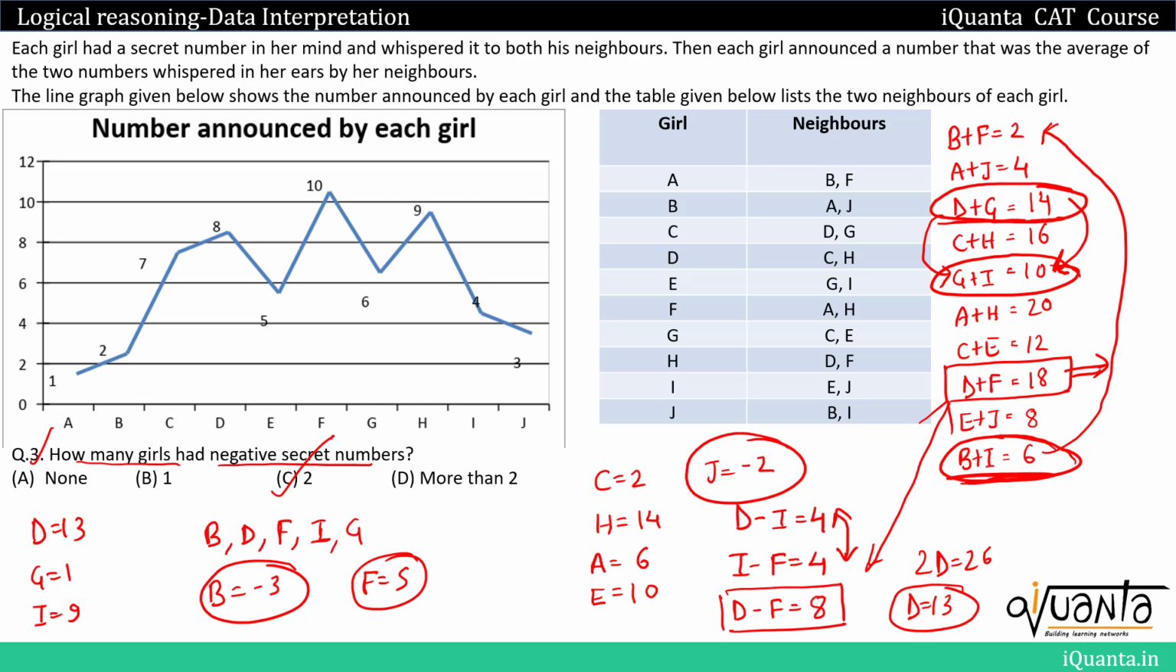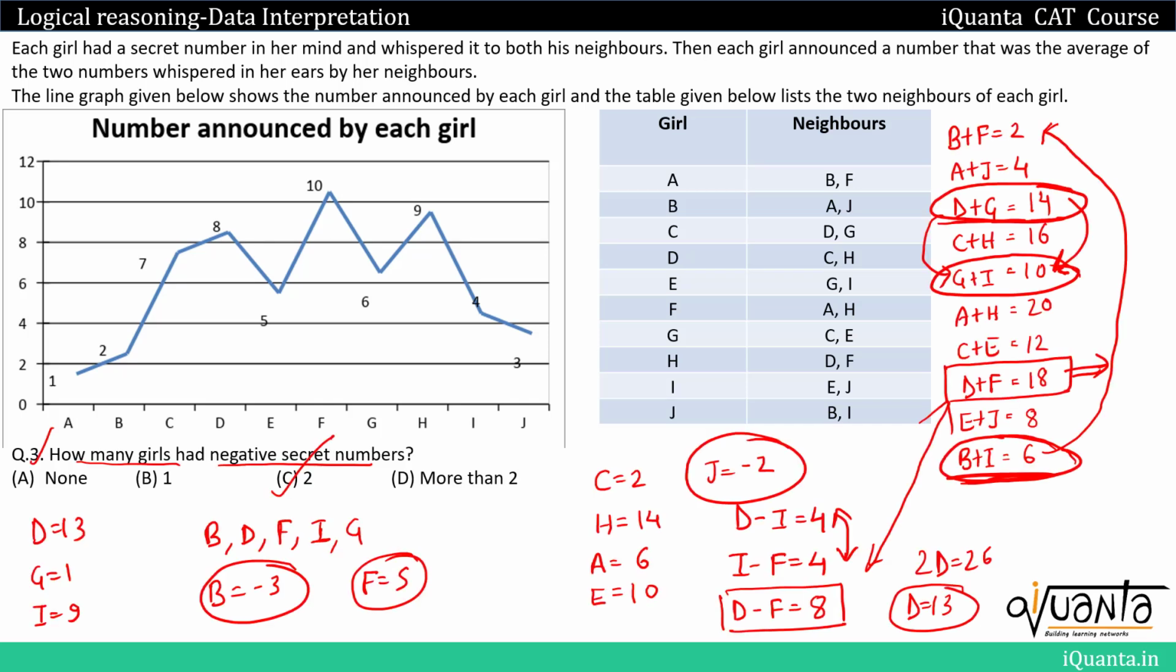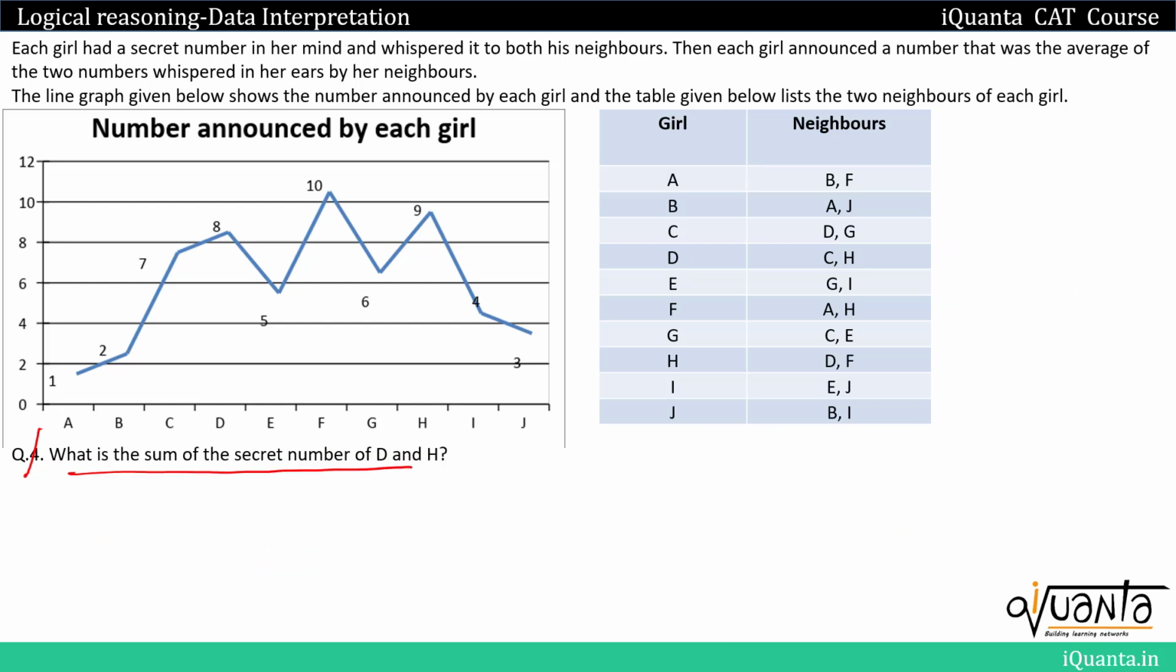So this was again an easy question. Let us try to solve the last question now. The last one is, what is the sum of the secret numbers of d and h? So d was 13, h was 14. When we sum them up, 13 plus 14 gives me 27. So 27 will be the correct answer to this question.